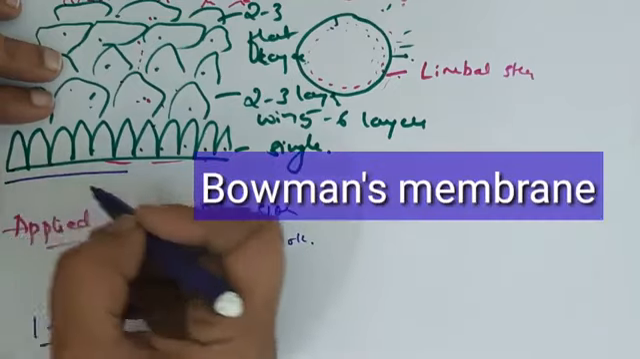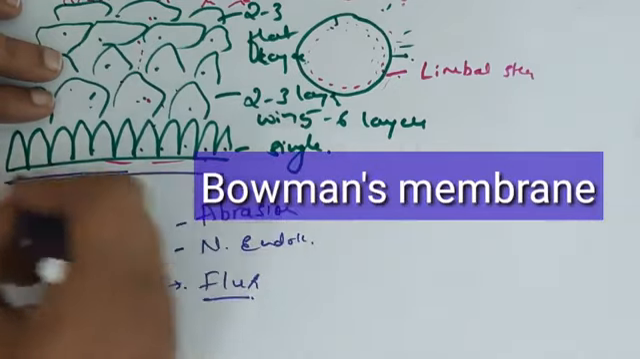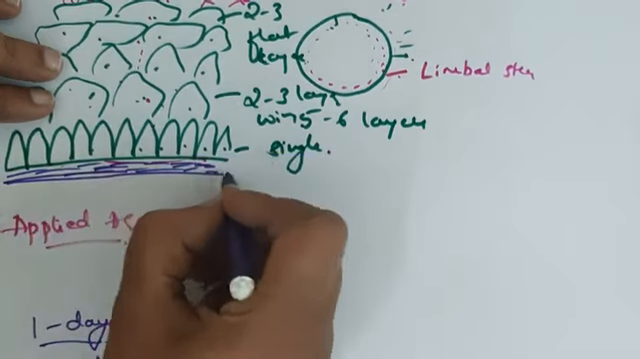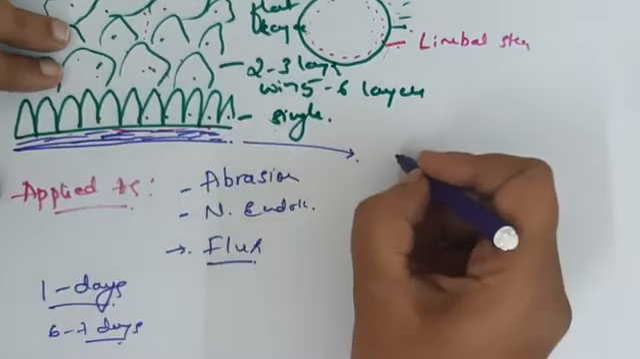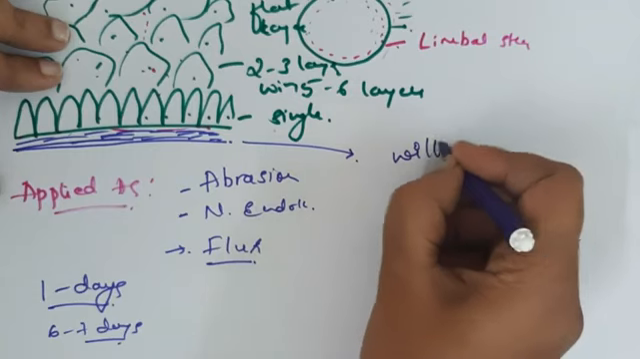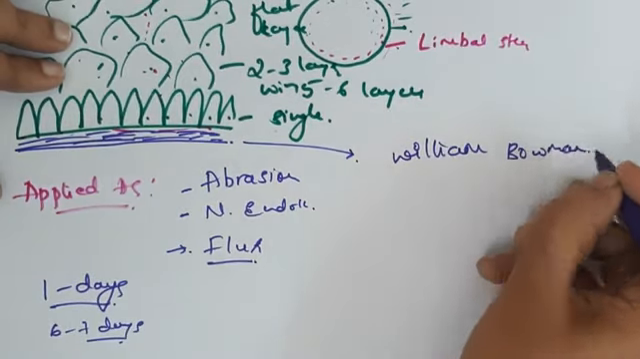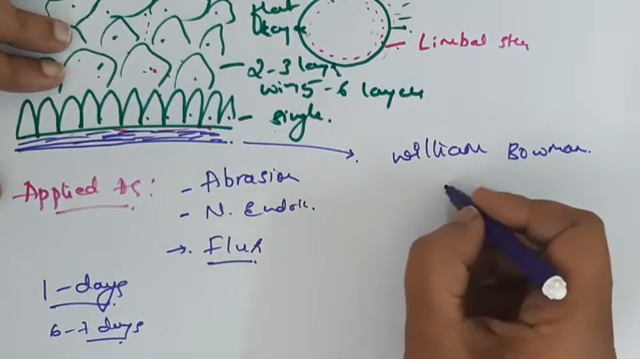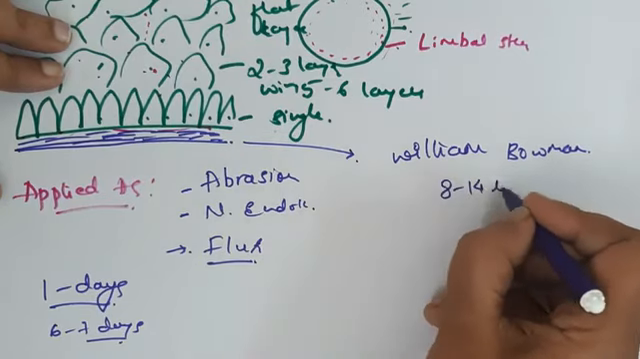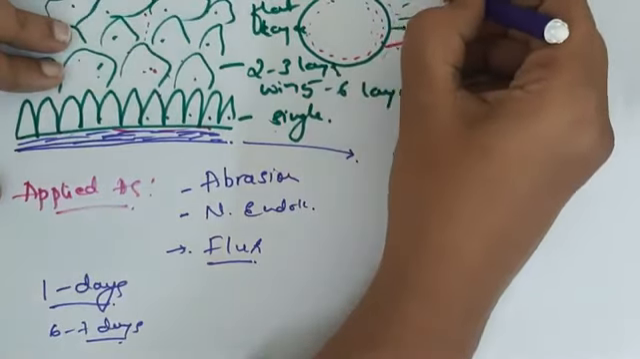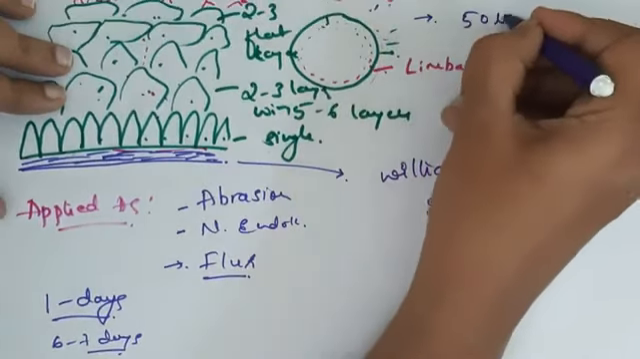Next, moving on to the second layer, that is Bowman's membrane. This is the Bowman's membrane, which is just adjacent to the epithelial cells. It is named after the ophthalmologist William Bowman. The thickness of this Bowman's layer is around 8 to 14 micrometers. I forgot to tell about the thickness of the epithelium. The epithelial cells contribute around 50 micrometers.